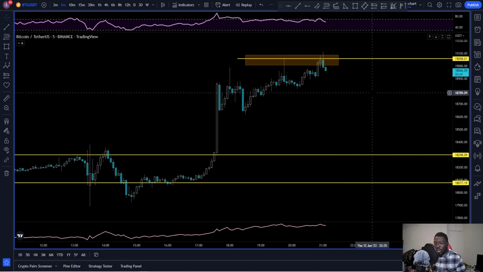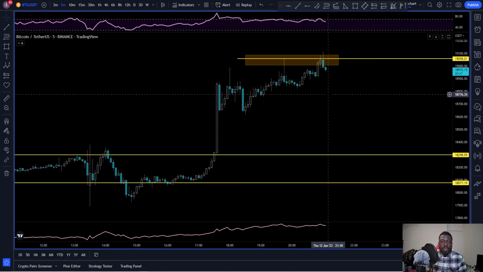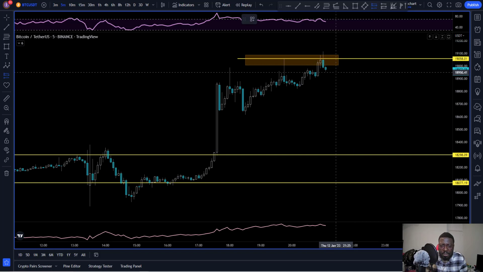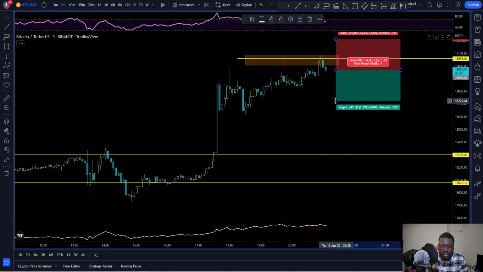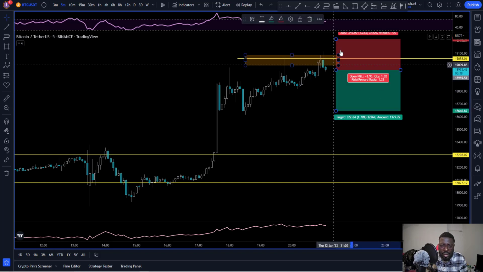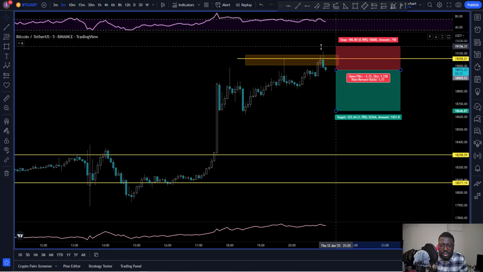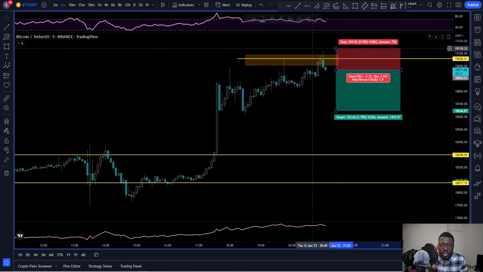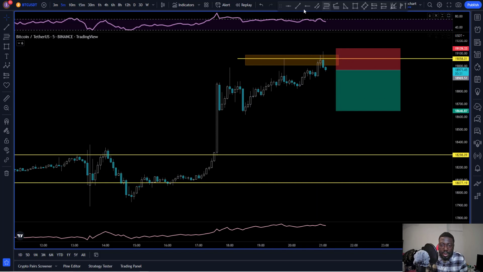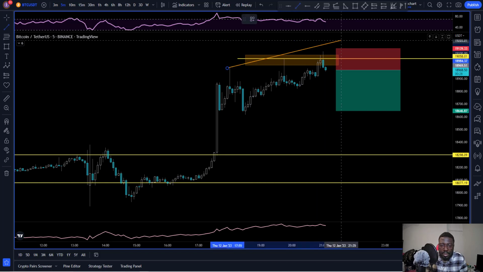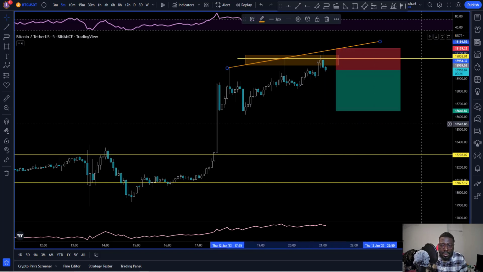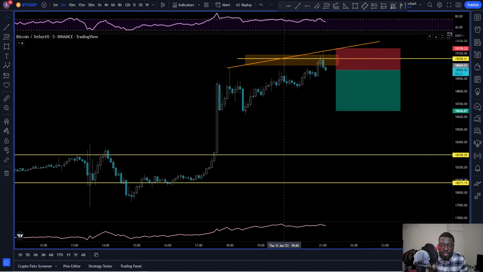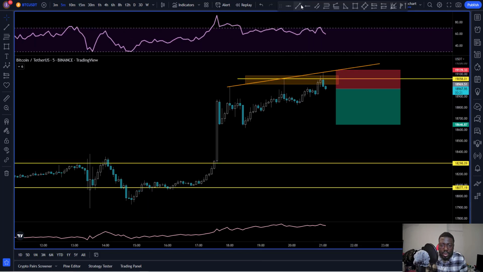In fact, I think I should just take this trade. When I'm done with this video, I'm going to take the trade, and my target is going to be here, and the stop loss is going to be here. So if we confirm the RSI right now, you can see Bitcoin is making a higher high, while the RSI is making a lower high.